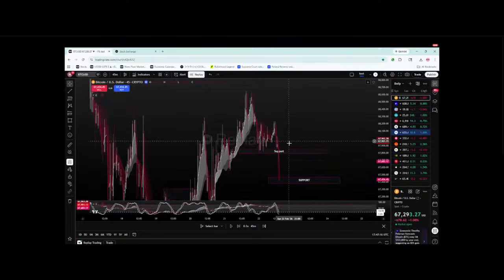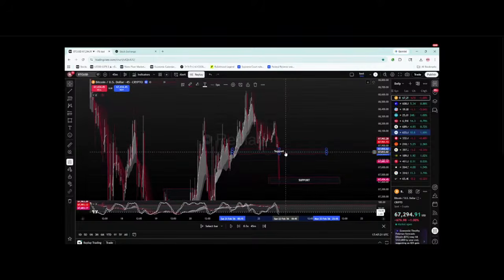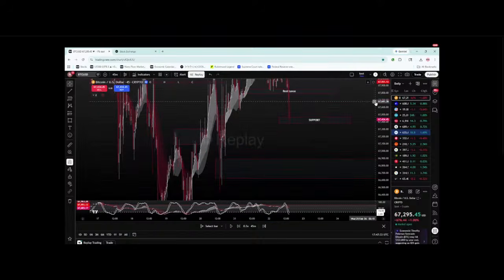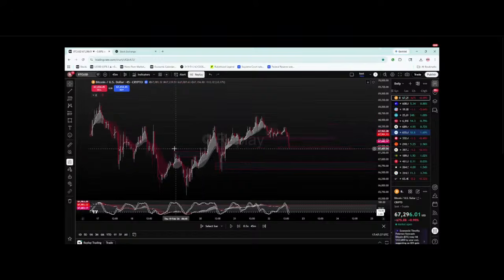Now this level is no longer support. It goes from being a support level to now a key resistance level. Same thing, like this level here: when price breaks through resistance, that level now becomes a critical level of support.